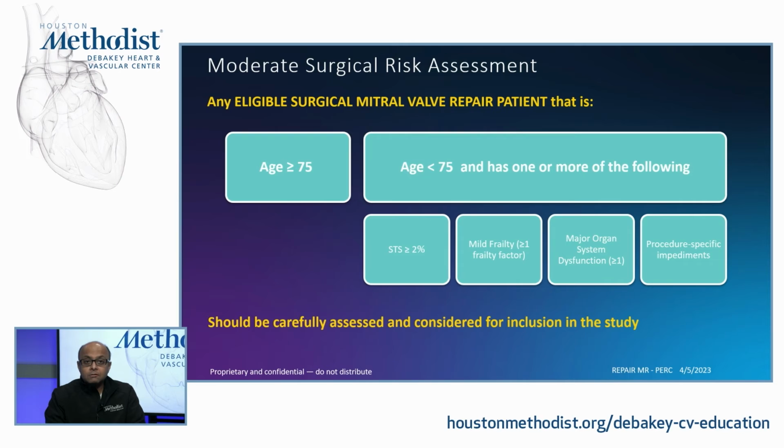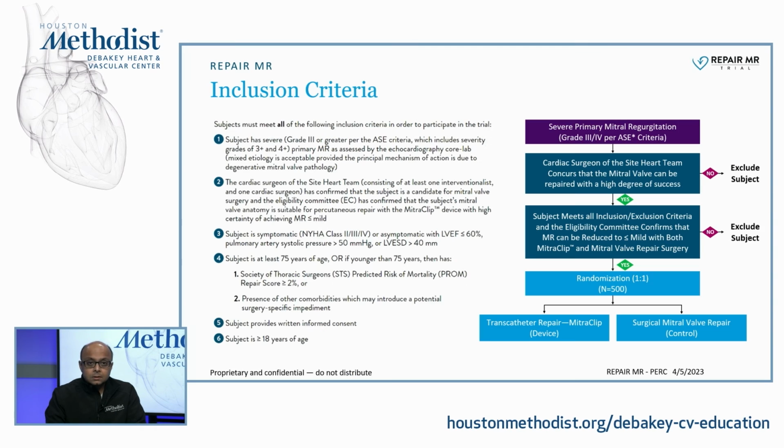So who are these moderate surgical risk patients? If the patient is greater than or equal to 75 years of age, they are deemed to be moderate risk. If they are less than 75, then they need to have one of the following characteristics. Either they should have an STS score of 2% or more, or they need to have mild frailty with greater than or equal to 1 frailty factor, or greater than or equal to 1 major organ dysfunction, or procedure-specific impediments which would increase their risk. These are carefully assessed and considered for inclusion in the study. So this is very important.